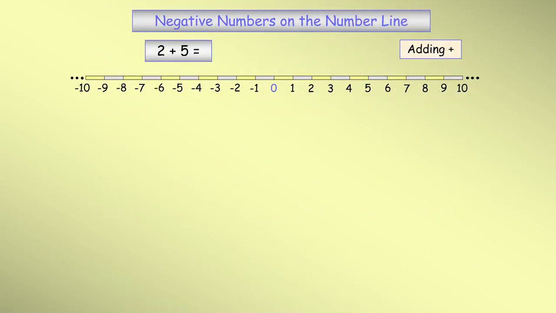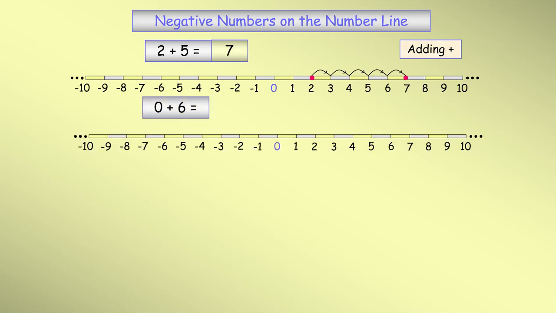Adding, you know 2 add 5 is 7. What we're doing is we're looking at where we start and where we end up. That's how we do that. You start at 2 and then you add 5, so you count 5 steps to the right, and that's how you get to 7. That's what you're used to doing. You do that quickly in your head. 0 add 6, you know the answer is going to be 6. You start at 0 and then you count. Because you're adding, you count to the right.